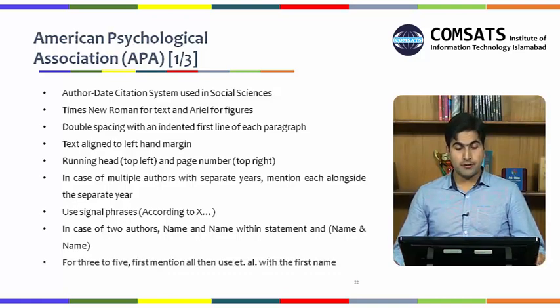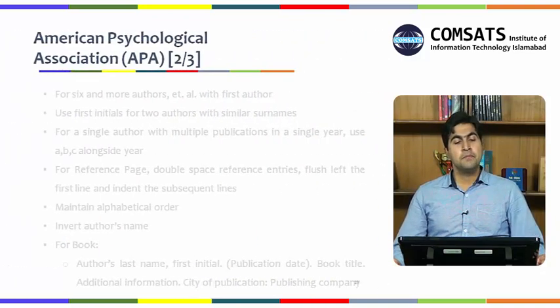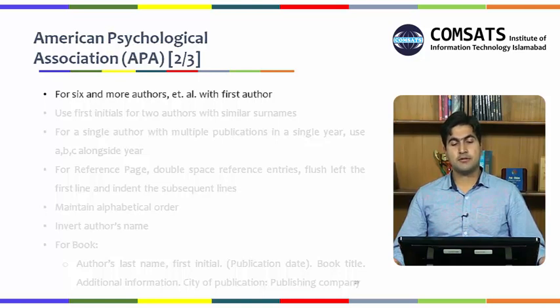For three to five authors, you first mention all and then use et al. with the first name. So in case of three to five, in this APA format, first of all you have to mention them all, but afterwards, alongside the first one, you can simply cover them all by saying et al., which means all others. For six or more authors, you just start with the first author and then et al.